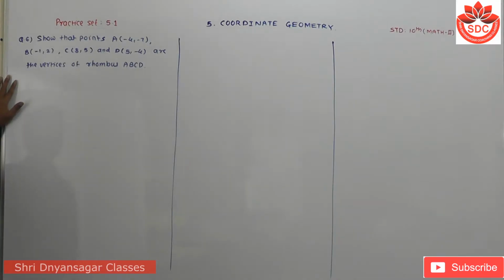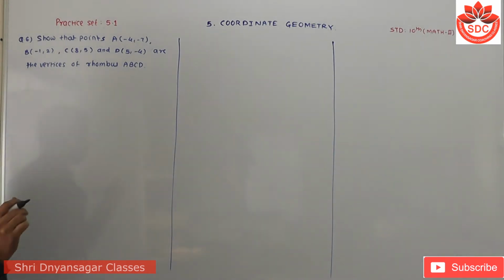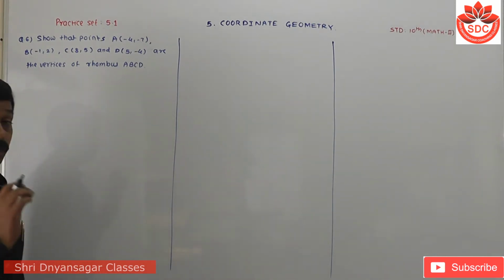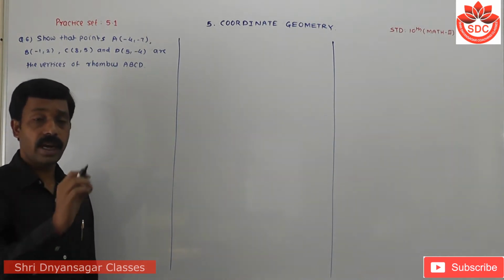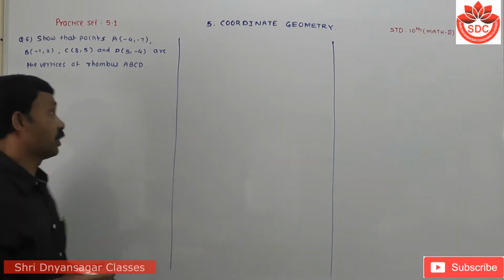Question number 6. Show that the points A(-4, -7), B(-1, 2), C(8, 5) and D(5, -4) are the vertices of rhombus ABCD. Student, so same as the earlier example. Now all of you know the property of a rhombus: all sides are equal. That means by using the distance formula, we have to show that all the sides of this quadrilateral ABCD are equal. Then it is a rhombus.